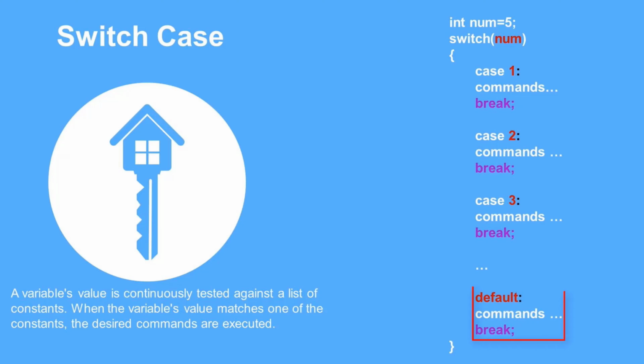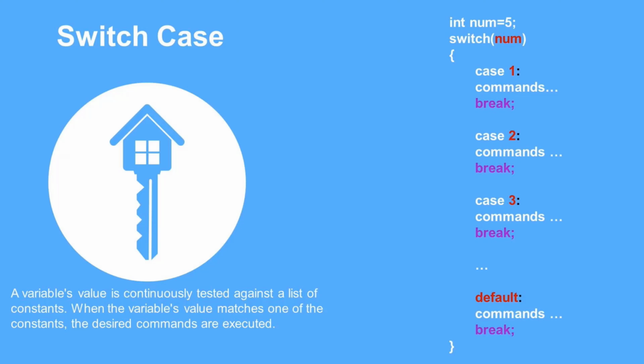Finally, if the variable does not match any case, we use the default block to specify what should happen in that scenario. The default block works in the same way as the else clause in an if-else statement. If no case matches, the commands inside the default block will be executed. The break statement should also be used here.